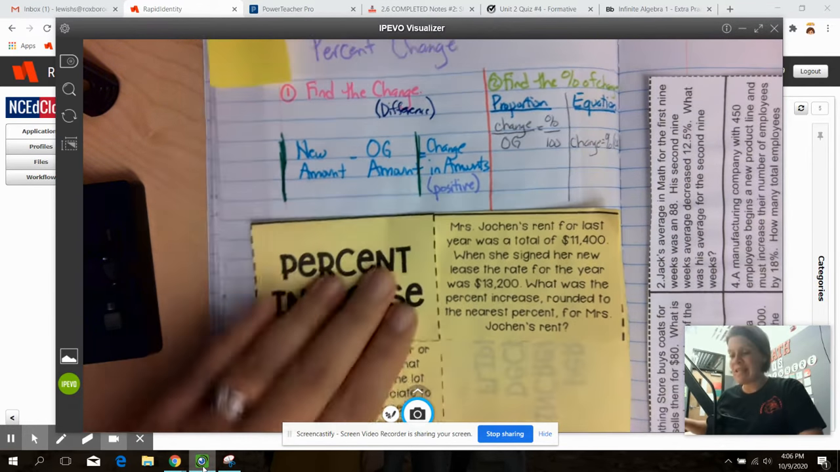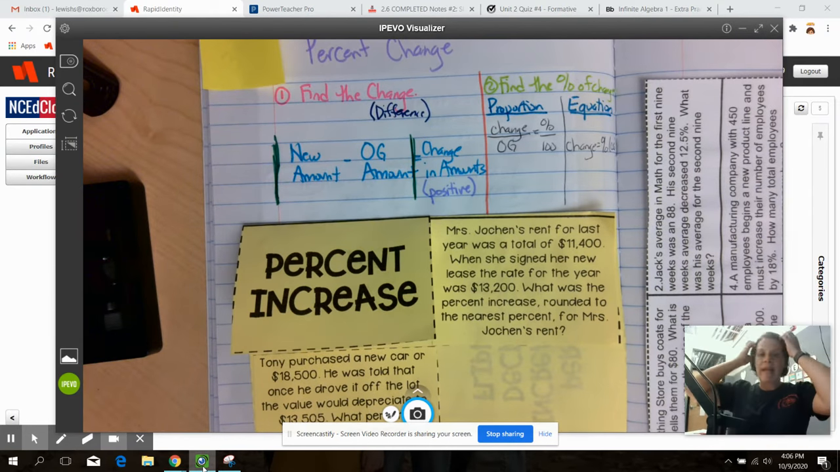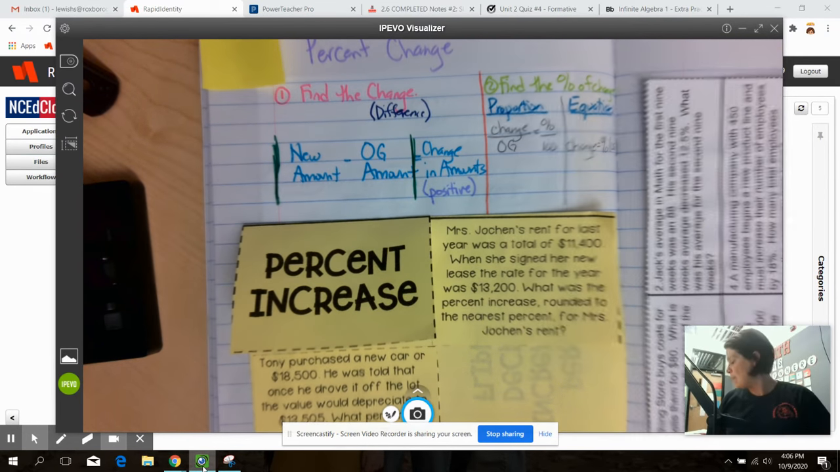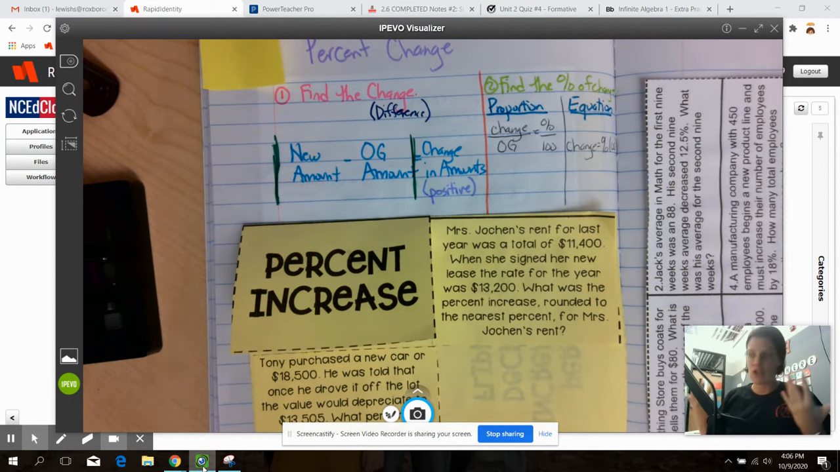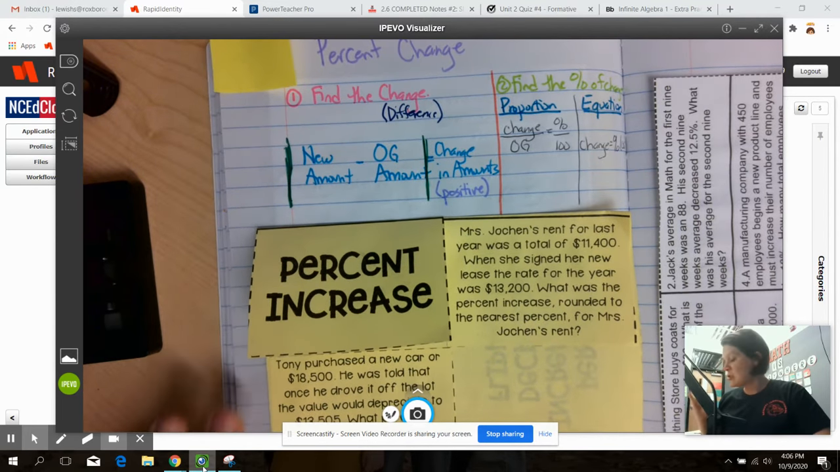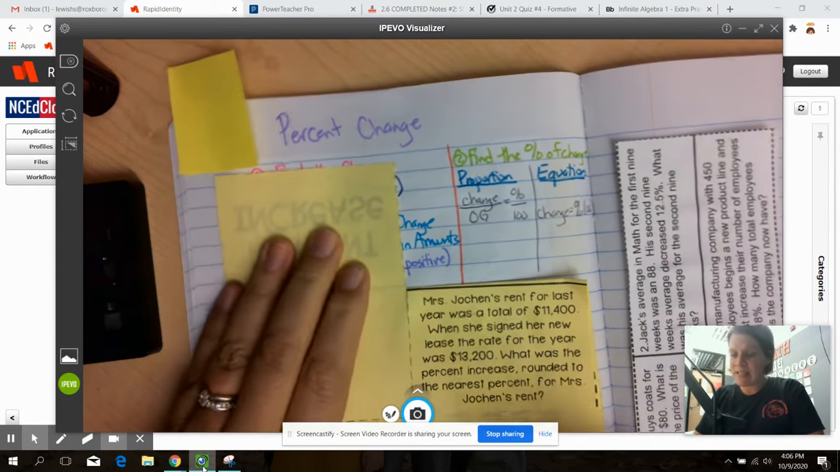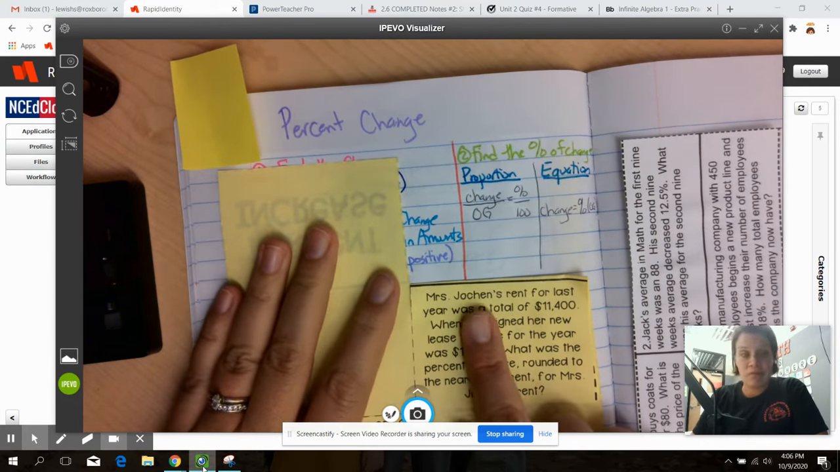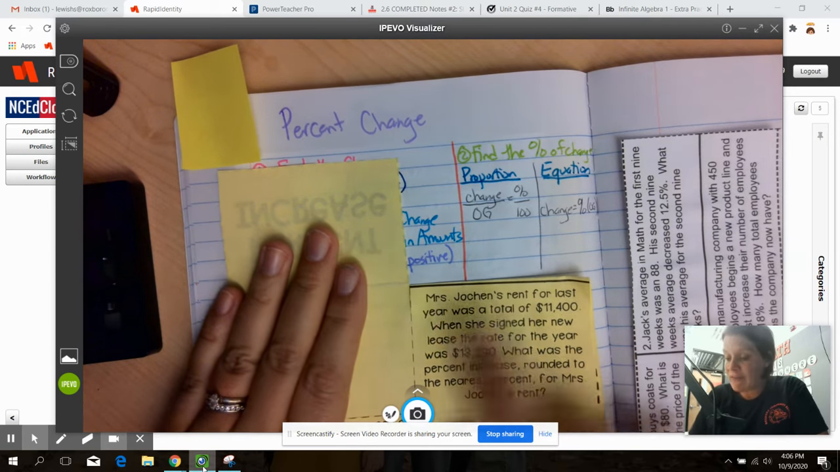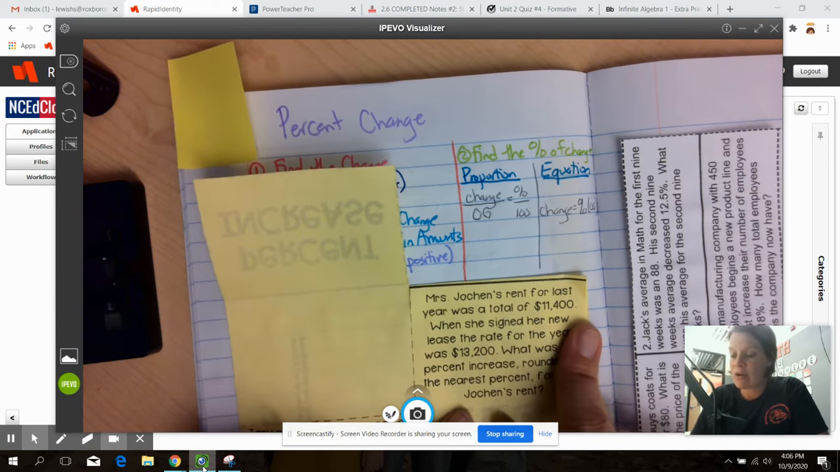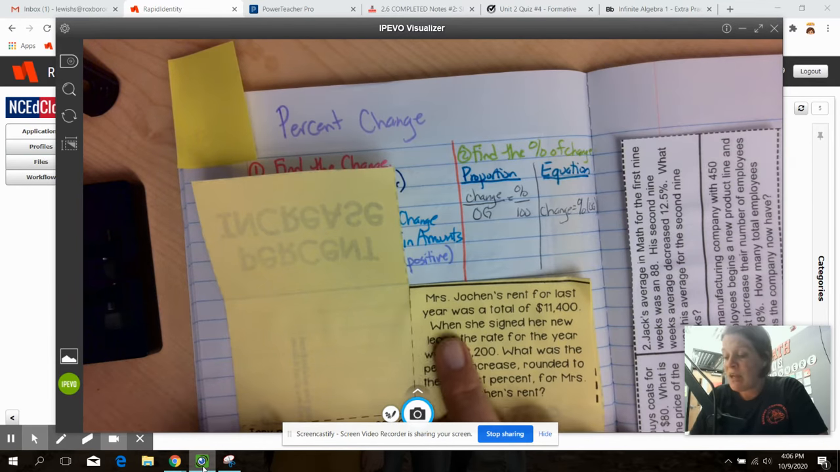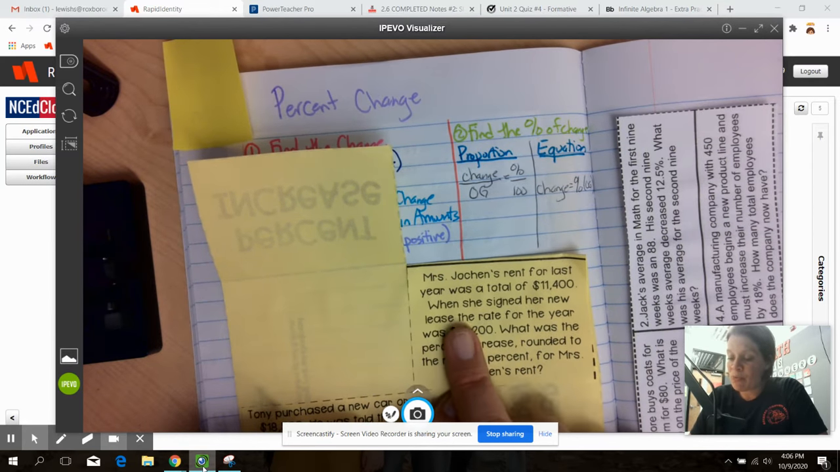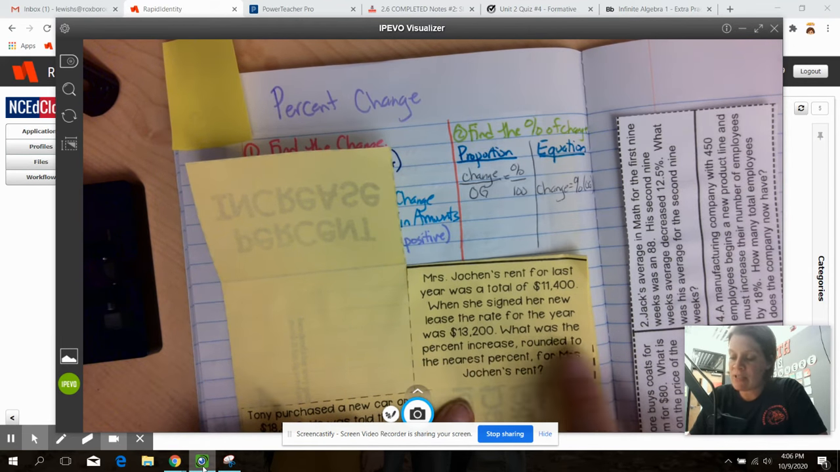For percent increase, we care about the percent increase and the percent decrease, but they're all percent change. The percent increase problem says: Ms. Jochins' rent for last year was a total of $11,400. When she signed her new lease, the rate for the year was $13,200. What was the percent increase, rounded to the nearest percent, for Ms. Jochins' rent?